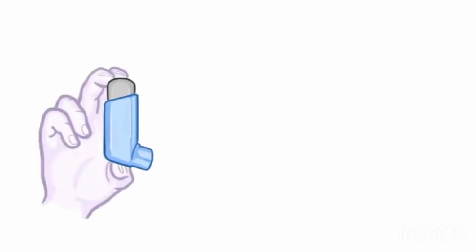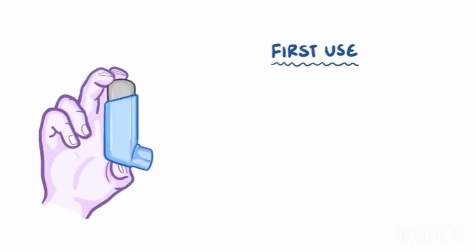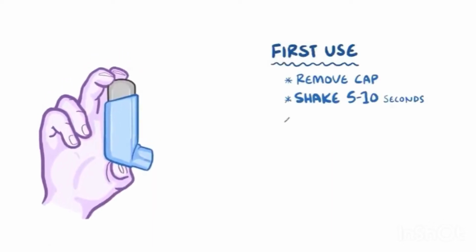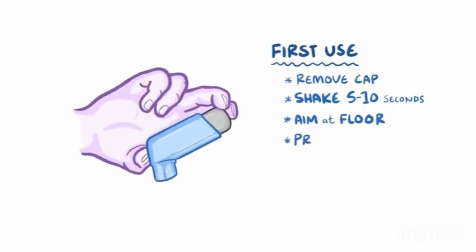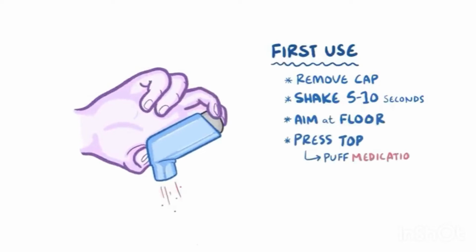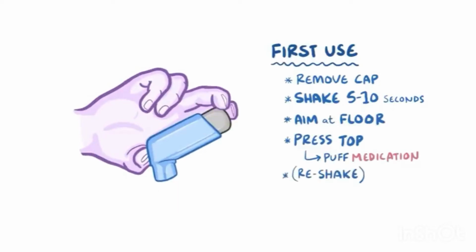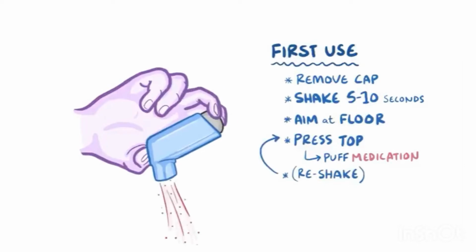Now, when you're using a metered dose inhaler for the first time, you should prime it by taking off the cap and shaking it for 5 to 10 seconds. Then aim the mouthpiece at the floor, and press the top of the canister to puff out the medication. You might have to reshake the inhaler and dispense the medication a few more times to make sure it's working right, depending on the medication.